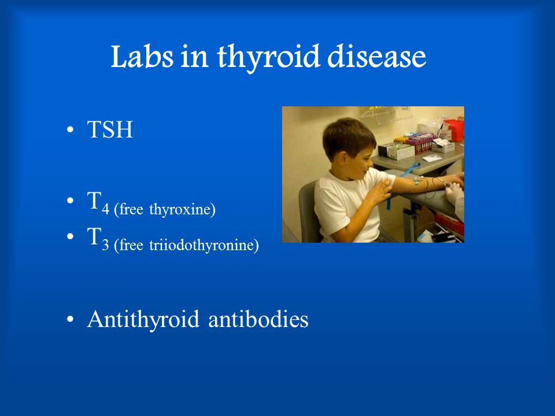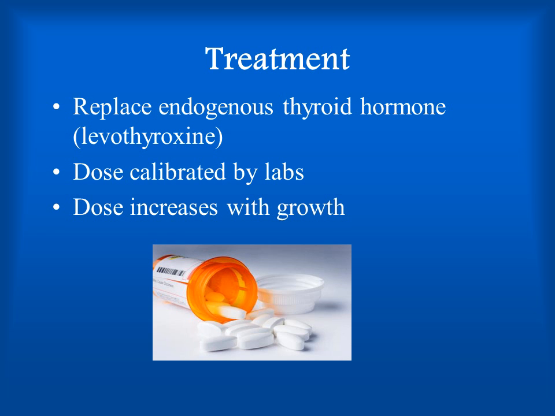What are the common labs that are drawn for thyroid disease? If you remember from the adult lecture, that would be the same, the TSH, the T4, and the T3. Usually in children, we will get the antithyroid antibodies also. And treatment for our children is the same, with replacing the endogenous thyroid hormone, usually with the use of levothyroxine. Of course, the dosage is calibrated both by the lab work and changes frequently with increases with their growth.